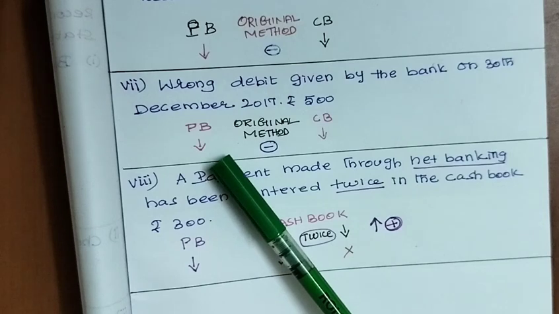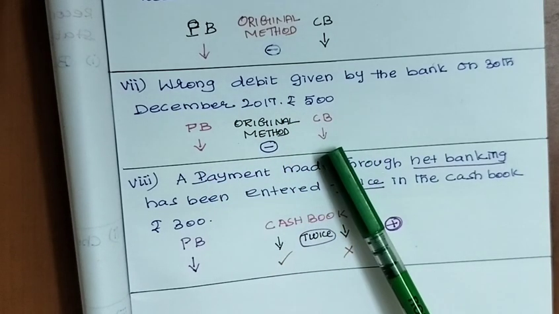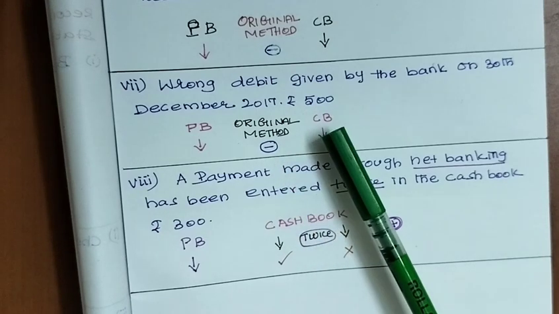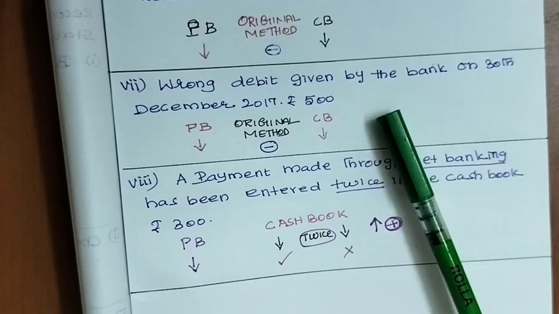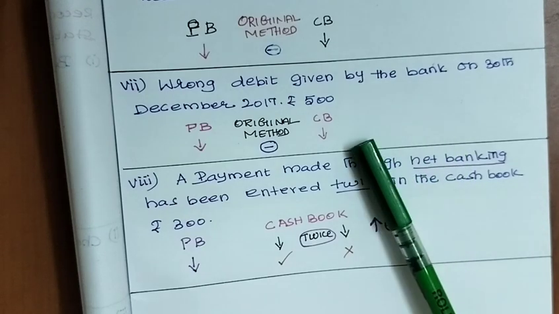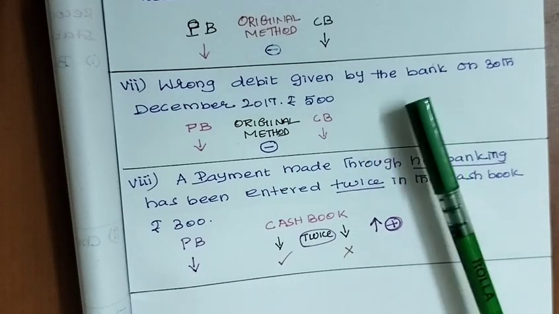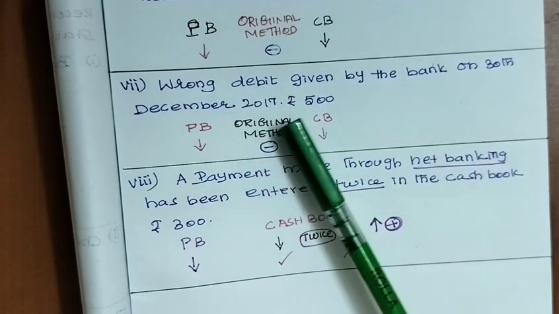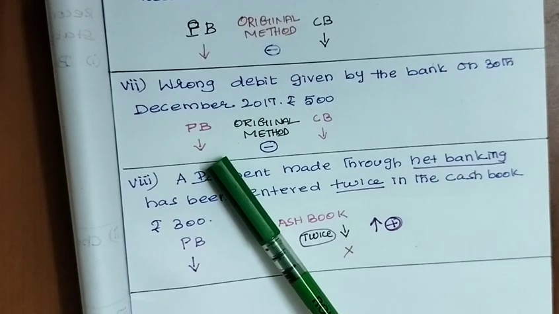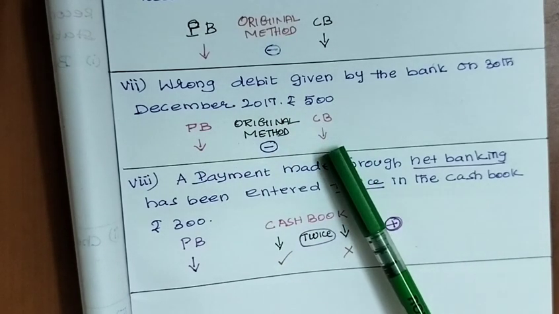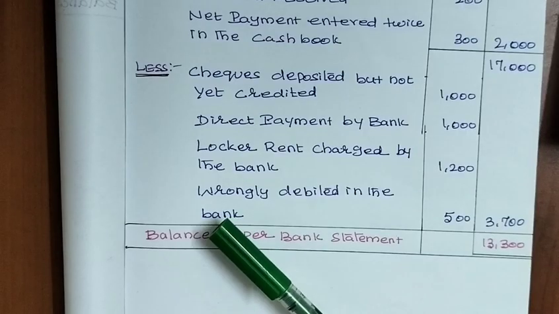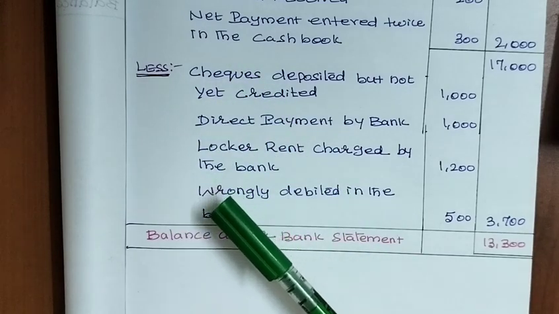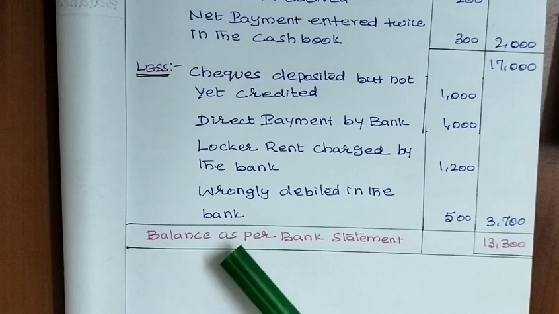Okay, so the cash book also will be decreased. Then only BRS shows the same balances. BRS means bank reconciliation statement, it shows the same balances on both the cash book and the passbook. So for that we will follow the original method. Whenever the passbook decreases, the cash book is to be decreased. So this transaction will be subtracted. So in the subtracted column you have to write: wrongly debited in the bank 500 rupees.